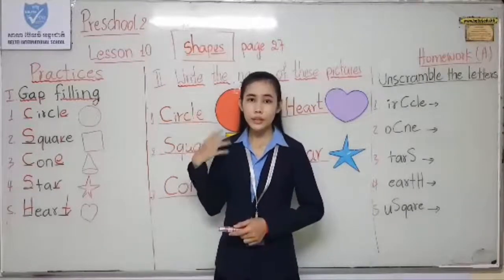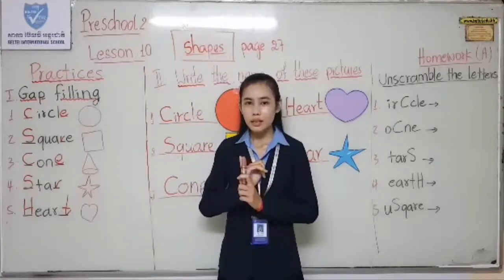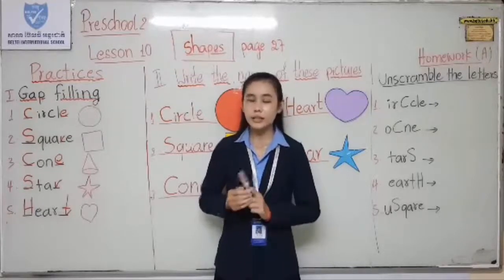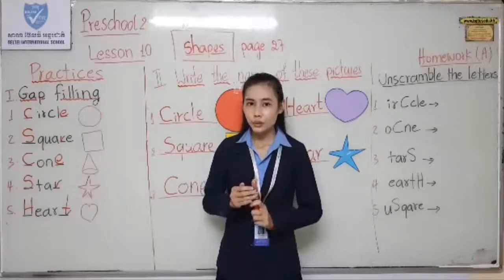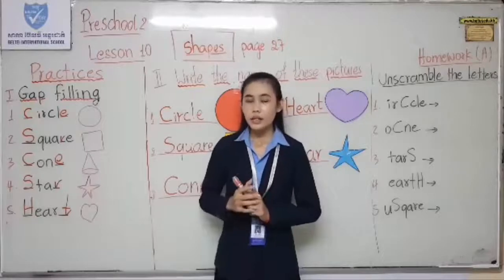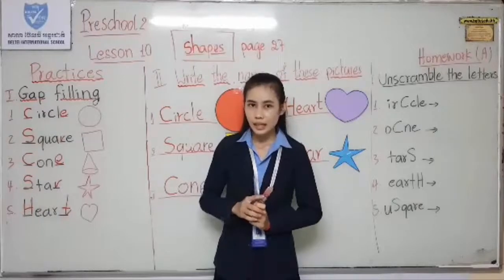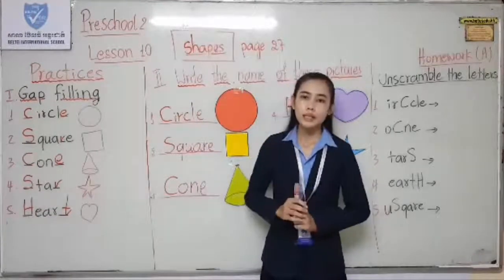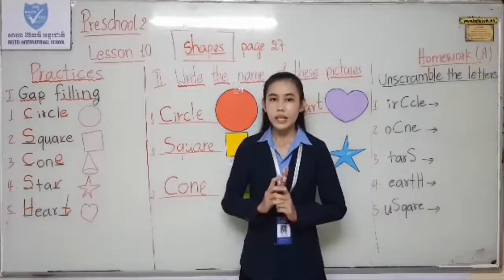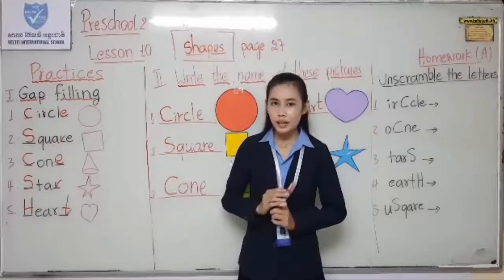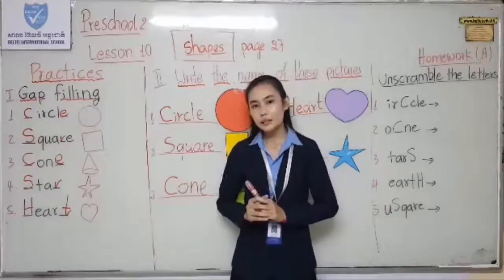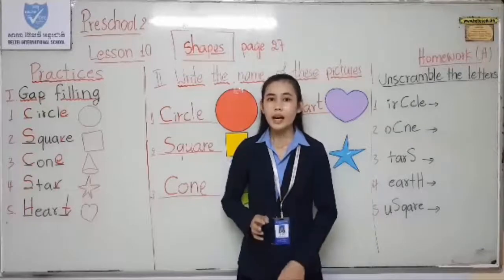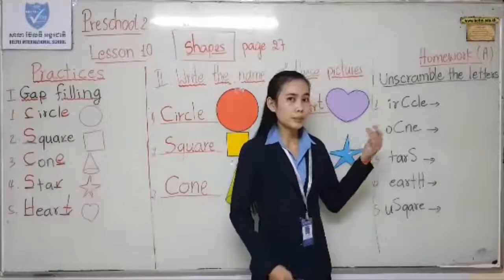Let's spell all this vocabulary with me together. Okay, let's start. Circle. Circle, we can spell C-I-R-C-L-E. Circle. Square, we can spell S-Q-U-A-R-E. Square. Cone, we can spell C-O-N-E. Cone. And the fourth word is heart. Heart, we can spell H-E-A-R-T. Heart. And the last word is star, right? Star, we can spell S-T-A-R. Star. Great.